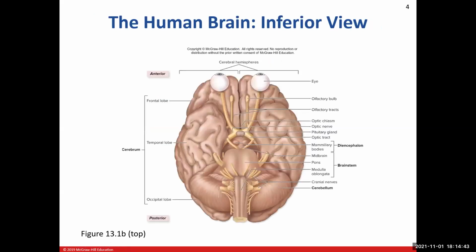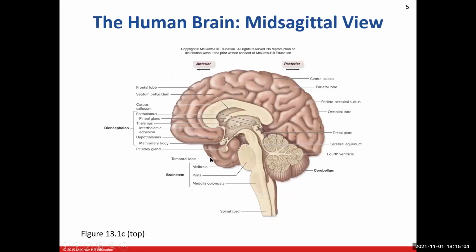All right, here's a nice inferior view. You can see all these nerves coming off of the brain and the brain stem. Remember what I said, if a nerve is coming off of the brain, we call it a cranial nerve. If it is a nerve that comes off the spinal cord, we call it a spinal nerve. So we're going to get into all these cool terms shortly. Nice mid-sagittal view. We can actually see some of the internal structures of the brain, primarily the diencephalon. That's considered to be more of the primitive portion of our brain. So we'll get into all of that shortly.